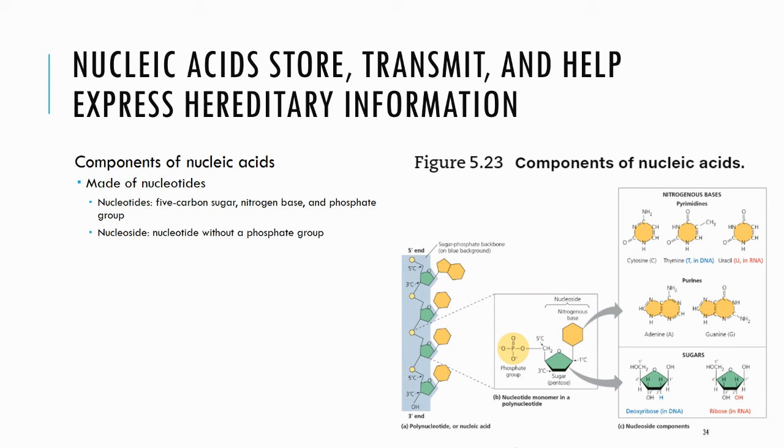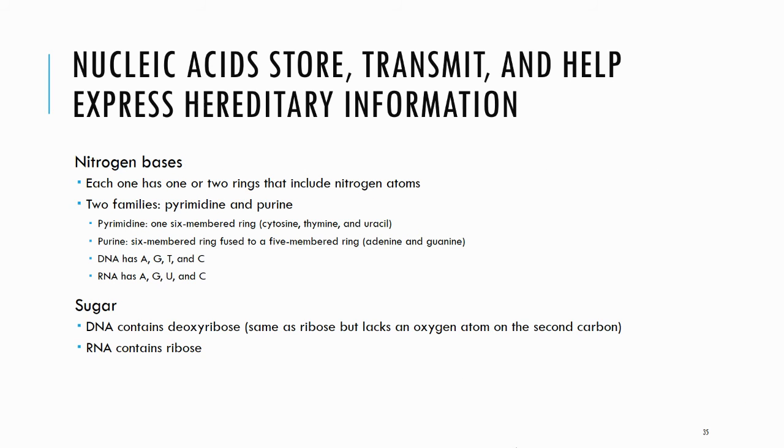There are three components of a nucleotide. They all contain a 5-carbon sugar, a nitrogen base, and a phosphate group. A nucleoside refers to the nucleotide without the phosphate group. Each nitrogen base has one or two rings that include nitrogen atoms. There are two families of that, pyrimidine and purine. A pyrimidine is one 6-membered ring, so we're talking about cytosine, thymine, and uracil. And purines are a 6-membered ring fused to a 5-membered ring. Those are adenine and guanine.